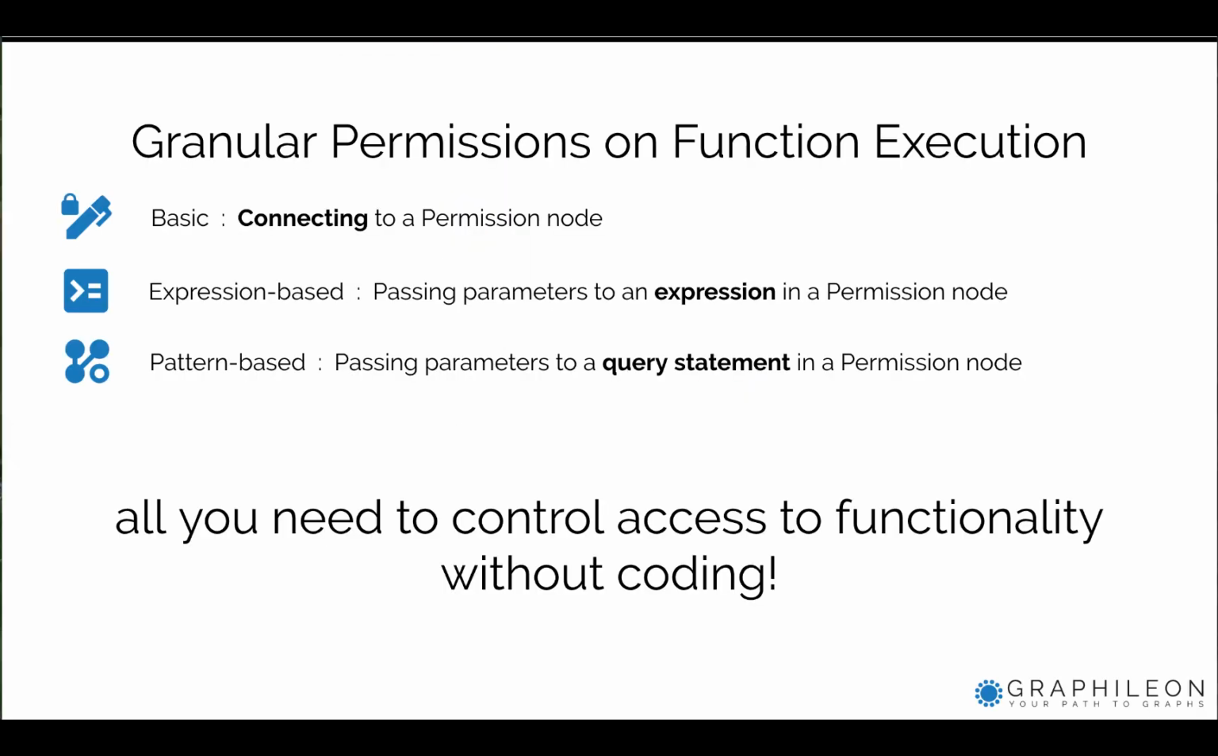So what I've shown you is that with granular permission on function executions, you have three ways to use them. From basic, connecting the node, expression-based, using an expression, and pattern-based, it's the real powerful one. So in fact, what you now have in Graphileon is all you need to control access to functionality, and without writing a single line of code, just by connecting nodes and function nodes and permission nodes and users and teams.